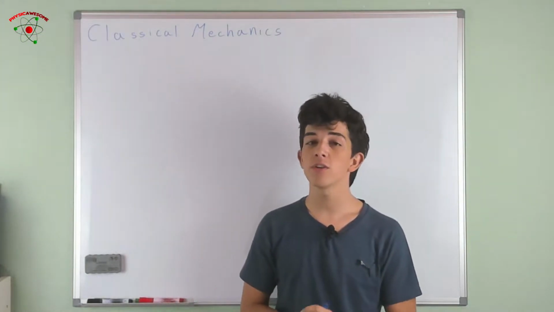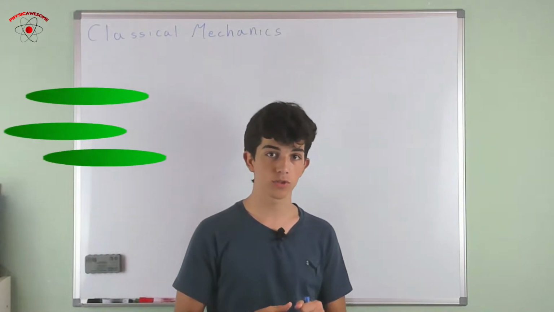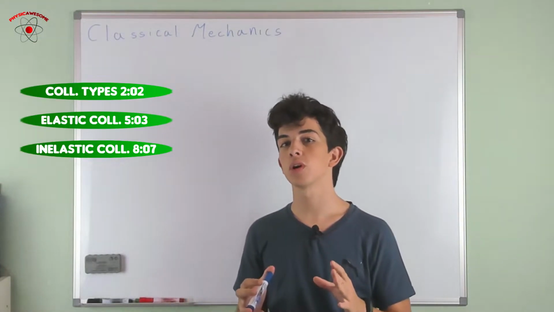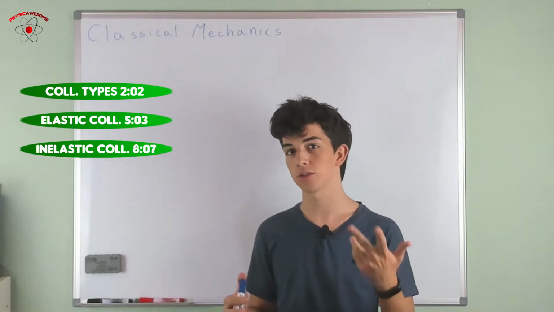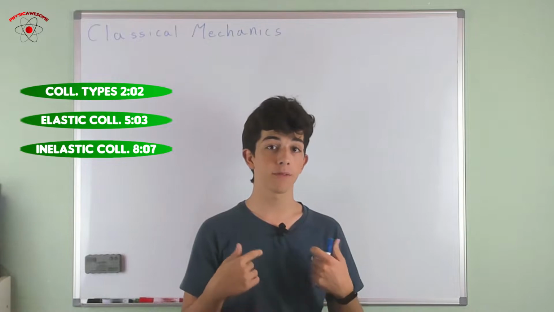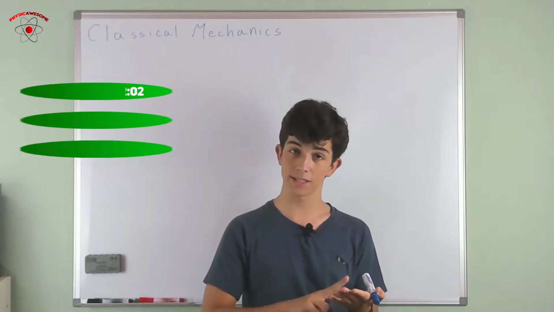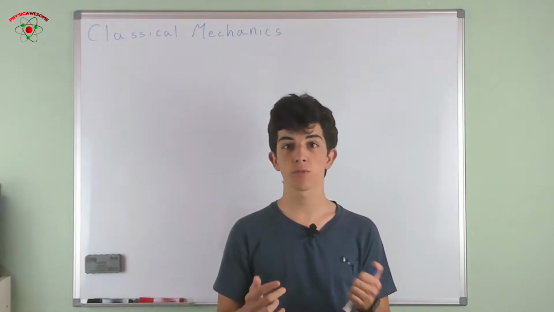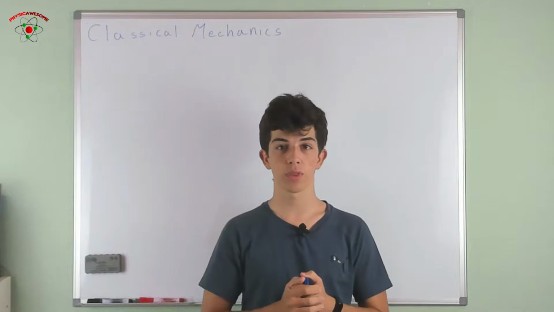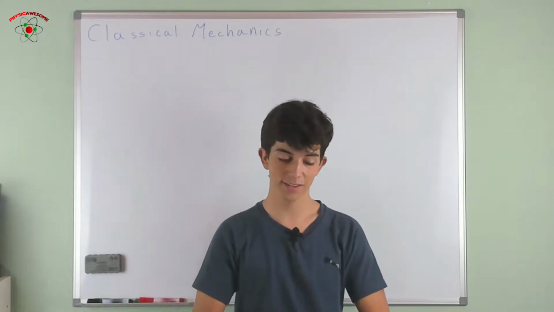So in today's video, we will start with a series of 4 videos about collisions. First of all, we're going to talk about the different types of collisions that we can find: elastic, inelastic, and superelastic. And after that, we're going to start with the 2 cases. We are going to treat elastic and inelastic collisions, finding some equations that will be useful and different things about them. So let's start.